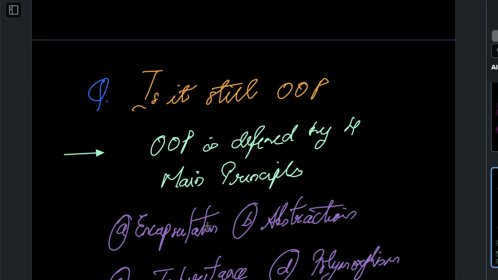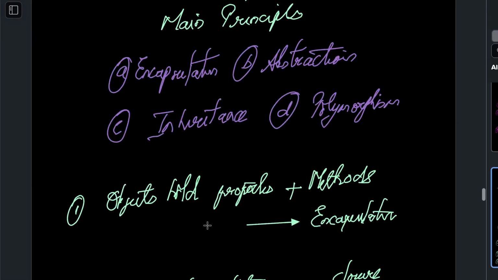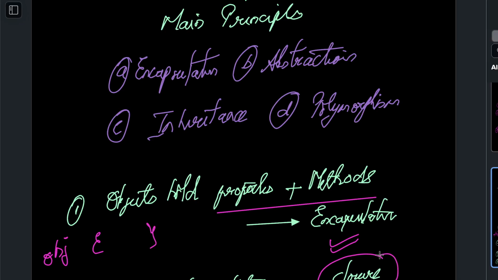OOP is defined by four principles, as I said. First, you have JavaScript. In JS you have something called objects, right? These objects can hold properties and methods, so then you are able to achieve access control, encapsulation, or abstraction. Now this is achieved by closure, right?